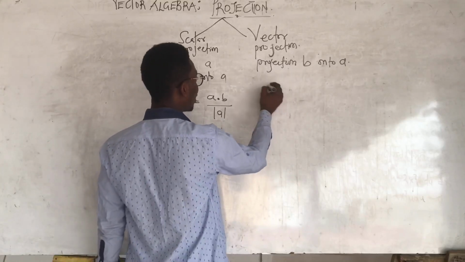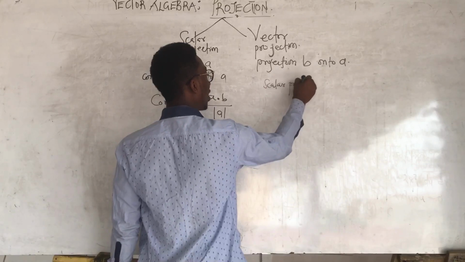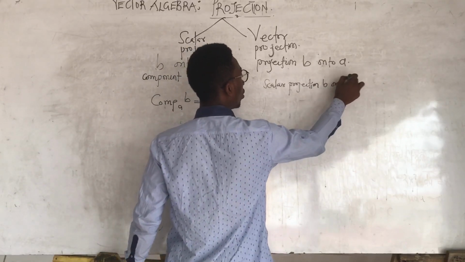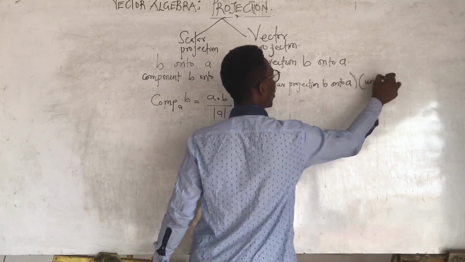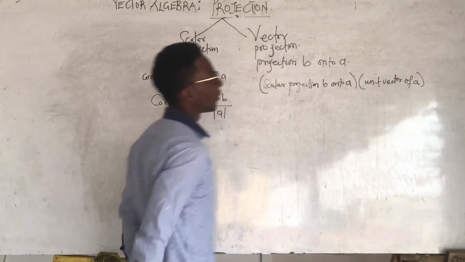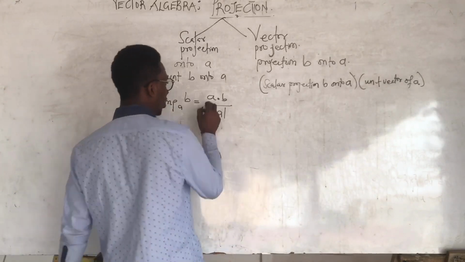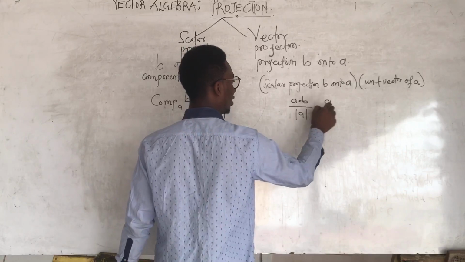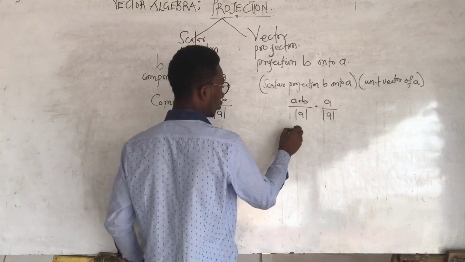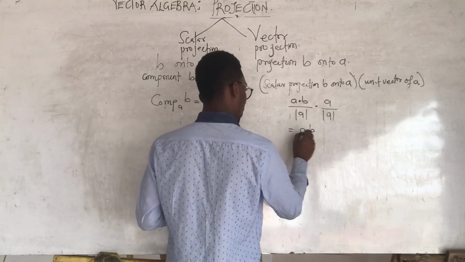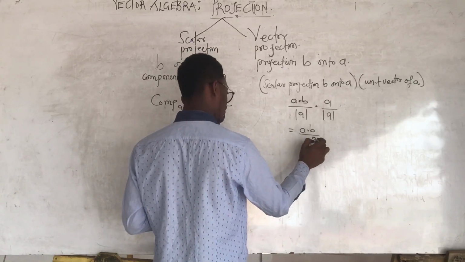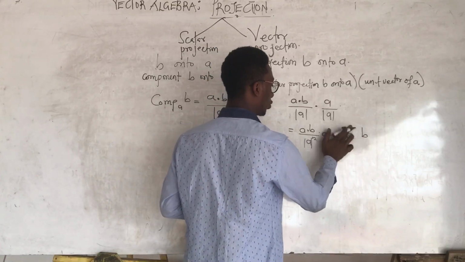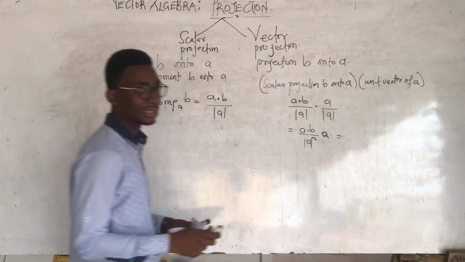So the vector projection is, in short, a scalar projection multiplied by the unit vector of vector A. The unit vector of A is A divided by the magnitude of A. So when you do this, you simply get A dot B divided by the magnitude of A squared, times the vector A. Sorry, this is a dot product, so you can't just do that.